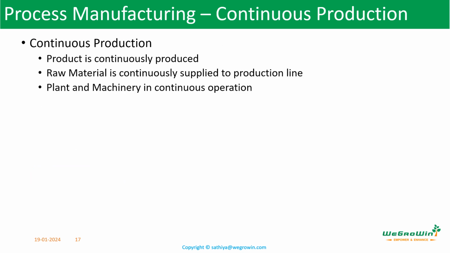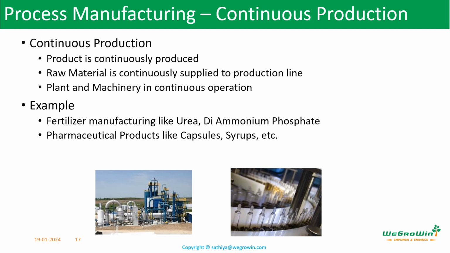In continuous production, the product is continuously produced, raw material is continuously supplied to the production line, and the plant and machinery are in continuous operation. An example of continuous production is fertilizer manufacturing, where the production process is continuous. In this, urea is produced from ammonia on a continuous basis. Please note that ammonia production is also a continuous process. In the manufacturing processes, intermediates like ammonia will be stored in bulk tanks before being fed into the urea production process. Similarly, urea is stored in bulk silos before being packed in different sizes. A similar process is followed in the pharmaceutical industry in producing products like tablets, capsules, syrups, injections, etc.